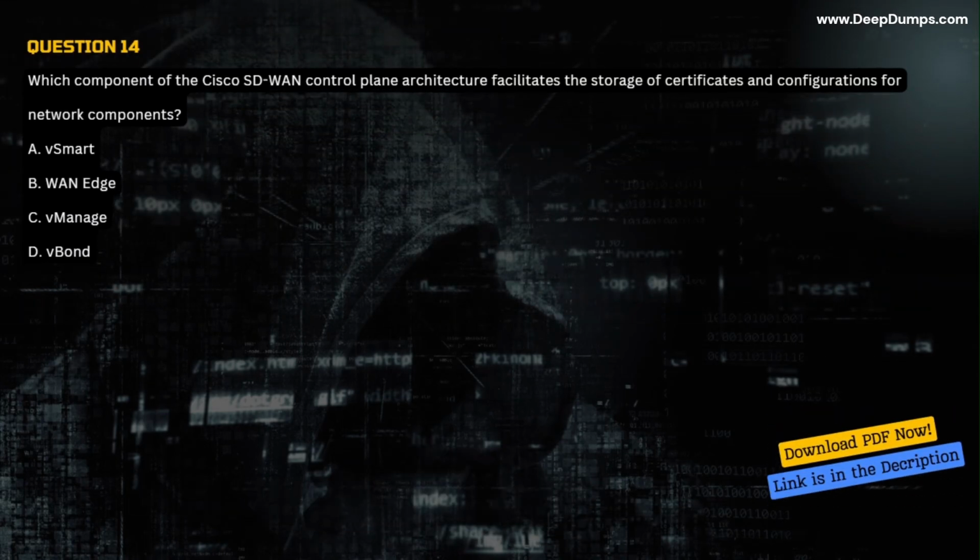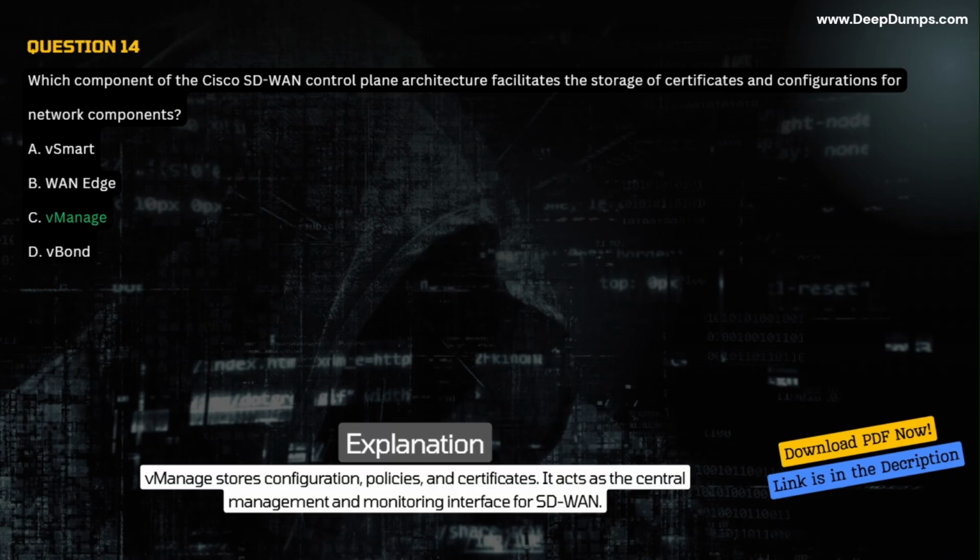Question 14. Which component of the Cisco SD-WAN control plane architecture facilitates the storage of certificates and configurations for network components? A. vSmart. B. WAN Edge. C. vManage. D. vBond. Correct answer C. vManage. Explanation. vManage stores configuration, policies, and certificates. It acts as the central management and monitoring interface for SD-WAN.